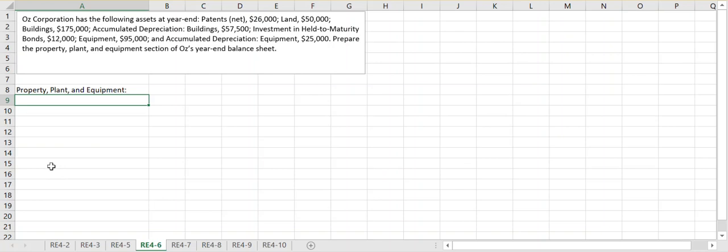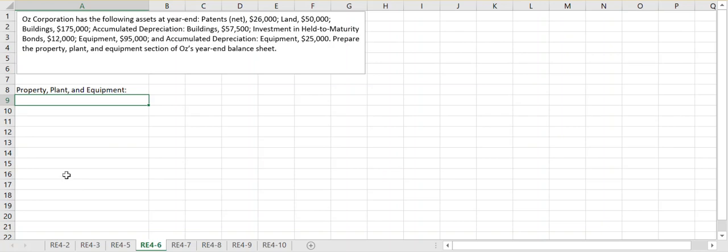Looking at the information provided to us, we are not going to include those patents because although they are an asset to us, they're an intangible asset. So they do not belong in the property, plant, and equipment section. They'd actually be in the intangible asset section of our balance sheet. Investments in held to maturity bonds also are assets. However, that would be in our long-term investment section. We plan to hold on to those investments until they mature, however many years that might be. So it doesn't fit into our fixed asset piece.